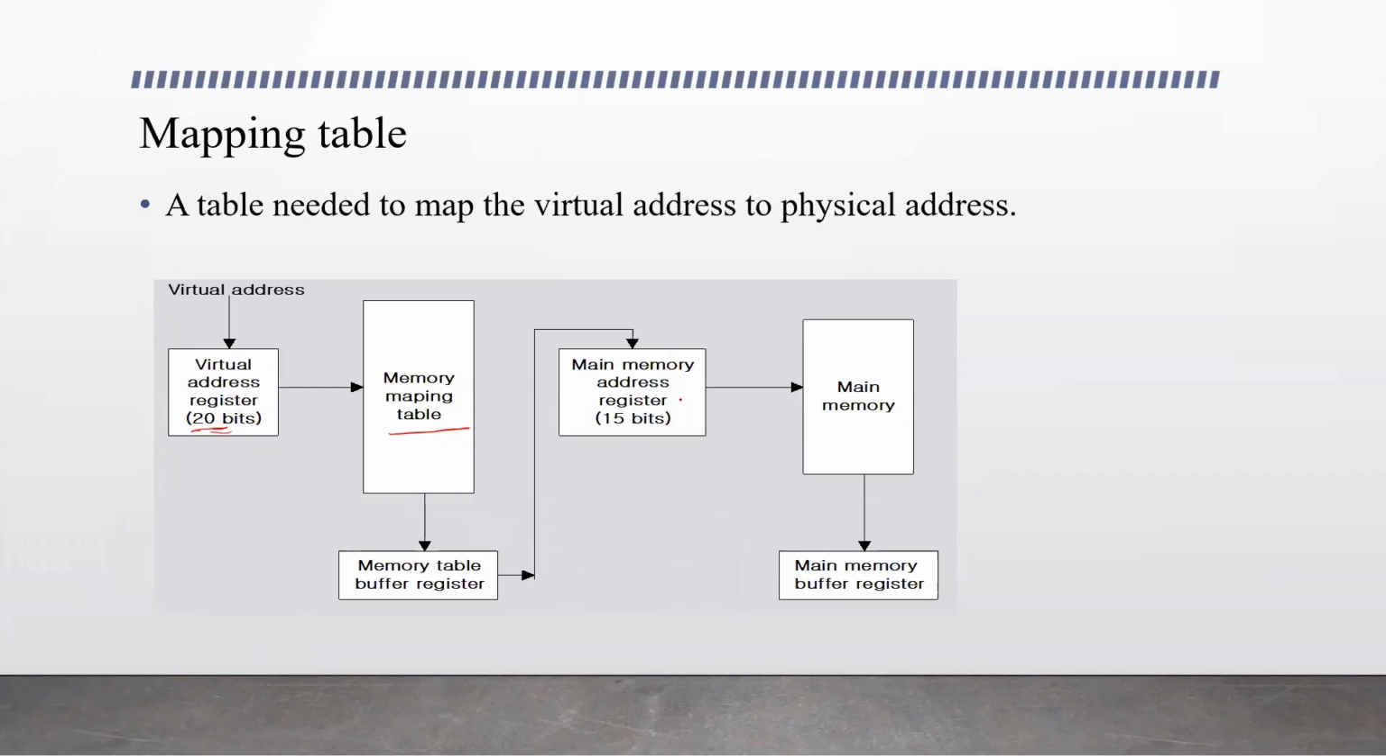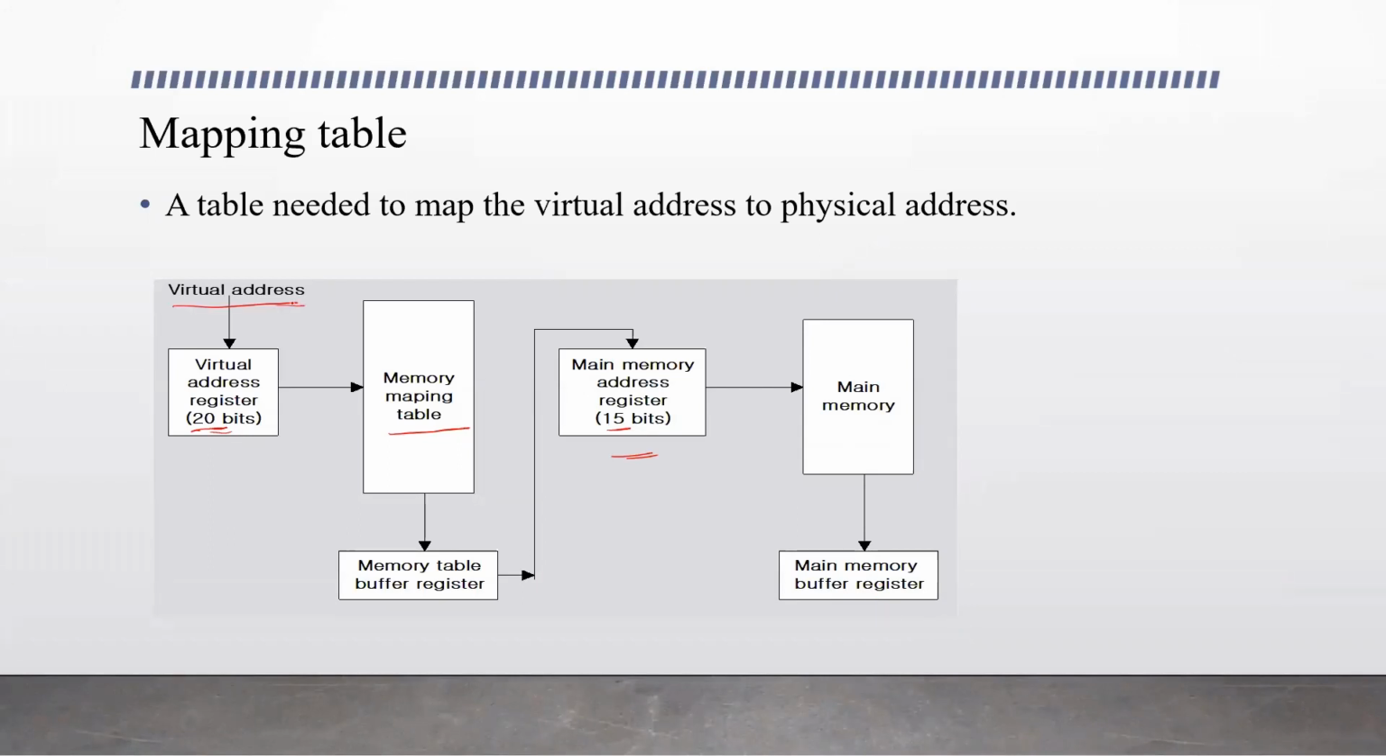We have here a physical address. This is a virtual address and we have here the physical address. So to convert this virtual address to the physical address, we have this mapping table. This converts it and stores it in the memory table buffer register, and that is used here to generate the physical address of 15 bits. And this address is used to refer to the particular word in main memory. And once the content is located, that is transferred to the main memory buffer register, to be transferred to the CPU.